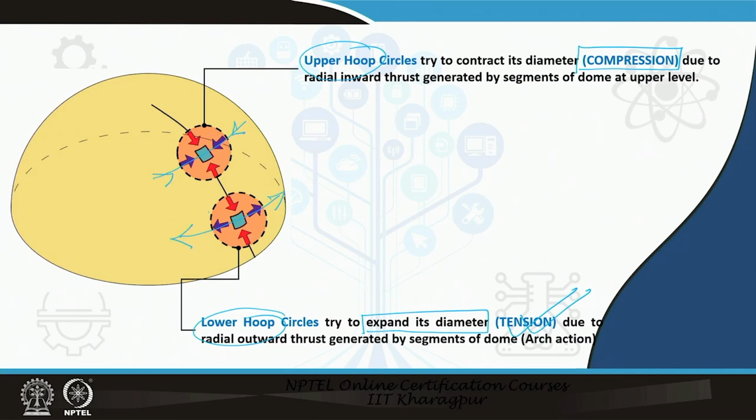So somewhere it is going to be 0, and then there are tensile hoop stresses and there are compressive hoop stresses also. But meridian stresses are always under compression. See the red arrows, these are always under compression, and this blue square whatever I have drawn is some small delta element in a particular dome surface.